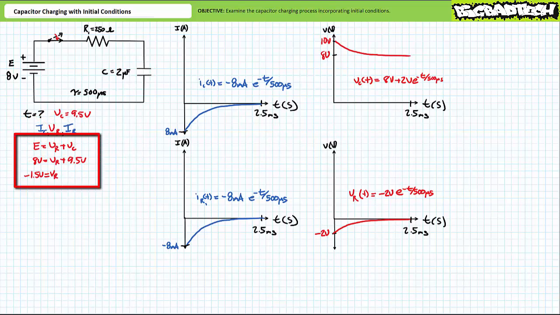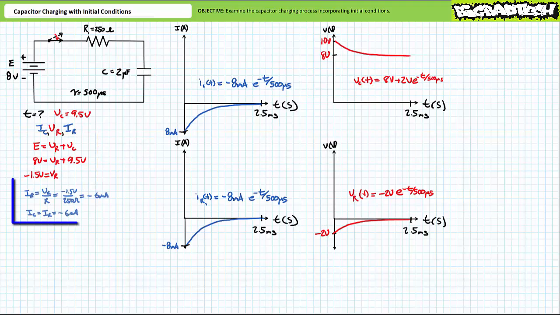Therefore, R1 must experience 8 minus 9.5, or negative 1.5 volts must appear across the resistor. With negative 1.5 volts across a 250 ohm resistor, current through it, and by extension through the capacitor, must equal negative 1.5 volts divided by 250 ohms, or negative 6 milliamperes. In summary, when Vc equals 9.5 volts, Vr must equal negative 1.5 volts, and both IR and IC will equal negative 6 milliamperes. Note all these events occur simultaneously.